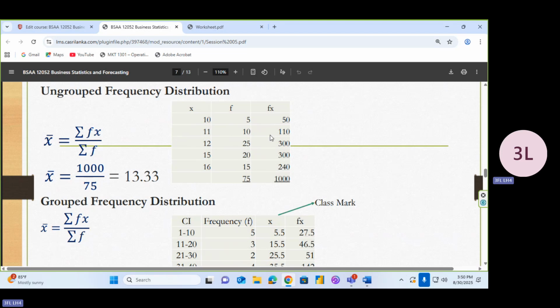Then n plus 1, and n equals 5. Now 5 values have been entered, then we move to the next one. Number 11, put semicolon, then 10.